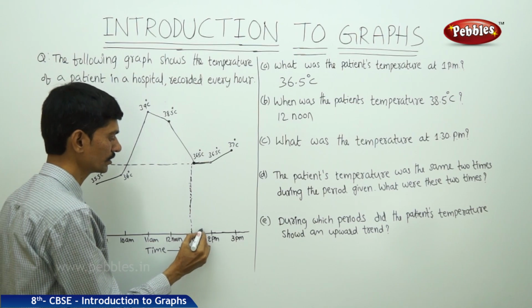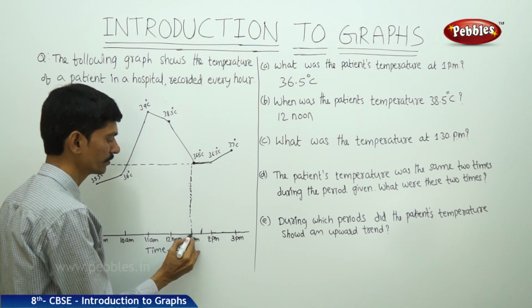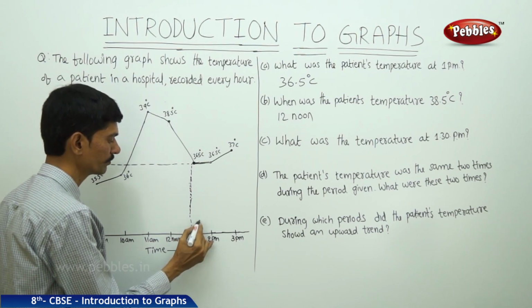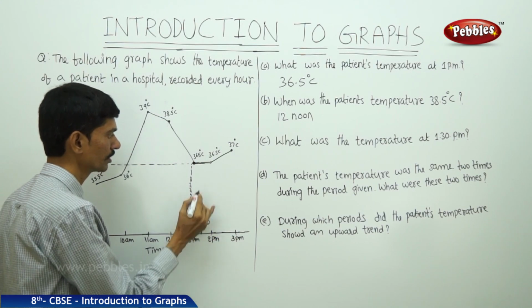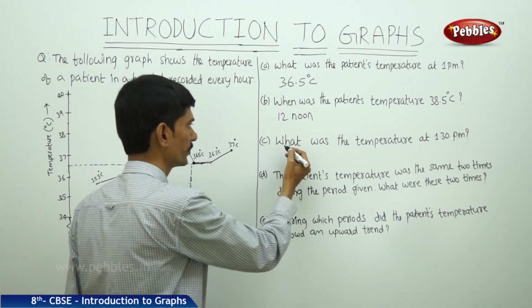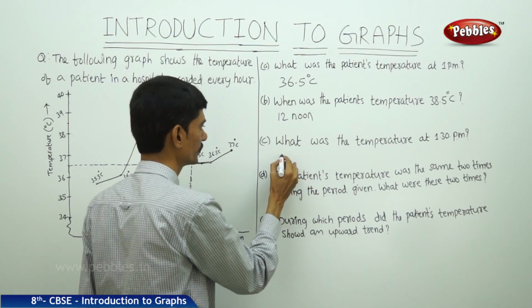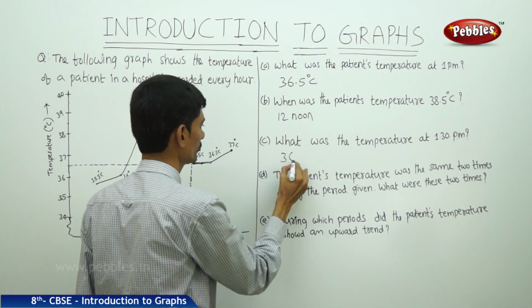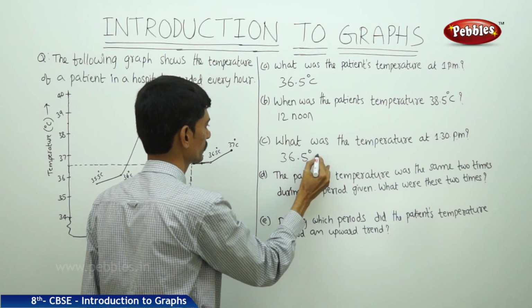So we can understand that at 1:30 p.m., between 1 and 2, the patient's temperature is also the same, 36.5 degrees centigrade. So the patient's temperature at 1:30 p.m. is 36.5 degrees centigrade.